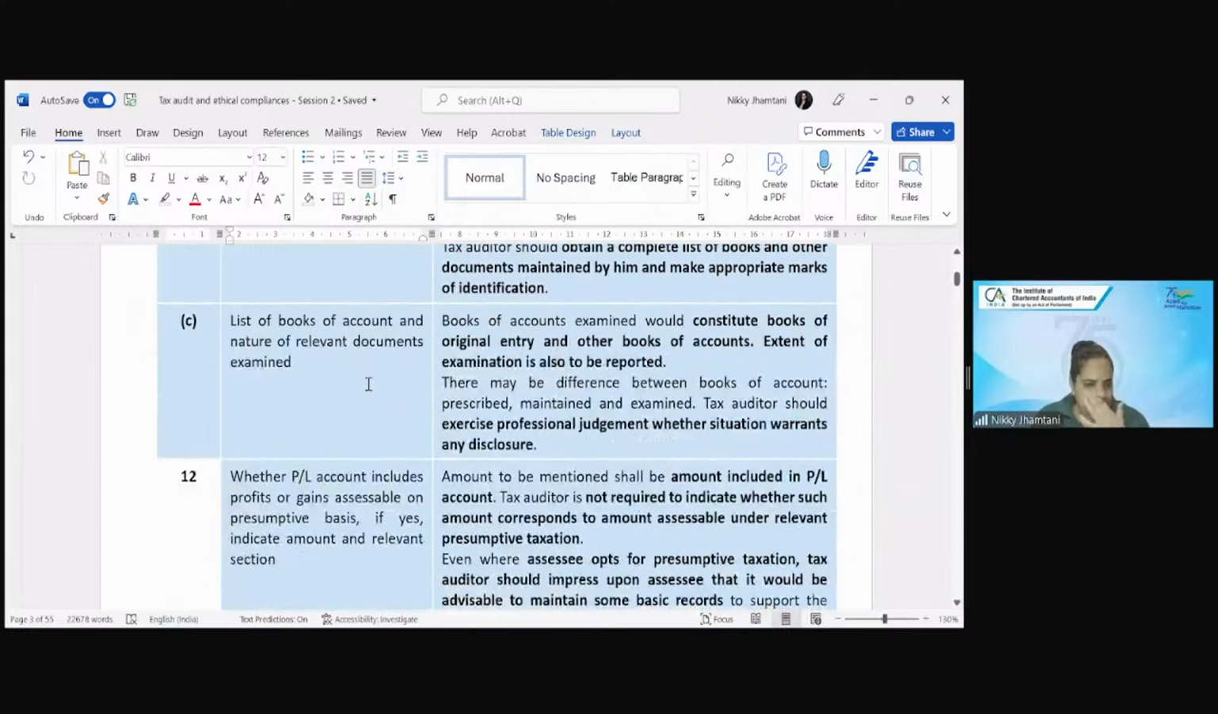Then C, list of books of accounts and nature of relevant documents examined. Books of accounts examined would constitute books of original entry and other books of accounts. Extent of examination is also to be reported. There may be difference between books of account prescribed, maintained, and examined. Tax auditor should exercise professional judgment whether situation warrants any disclosure.